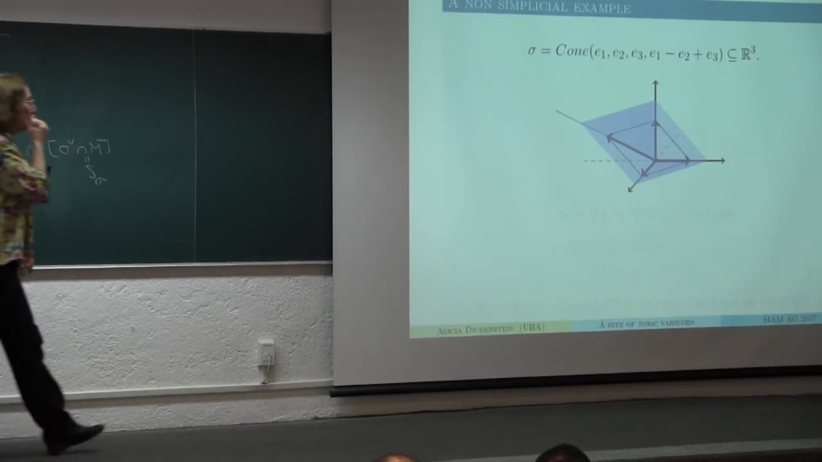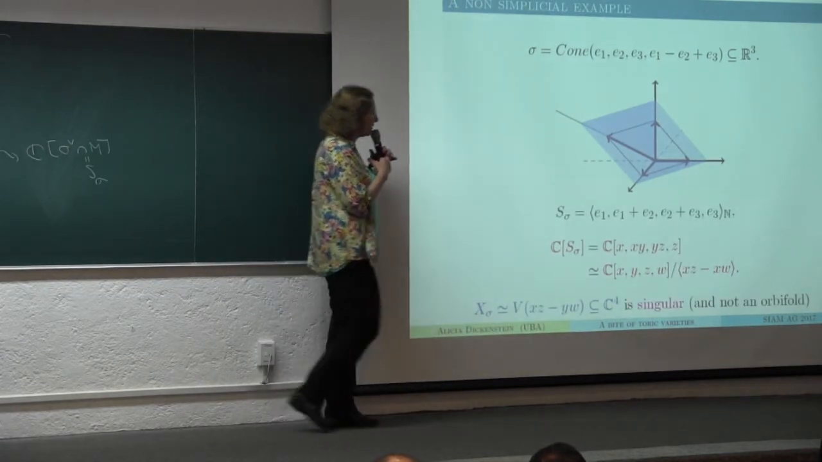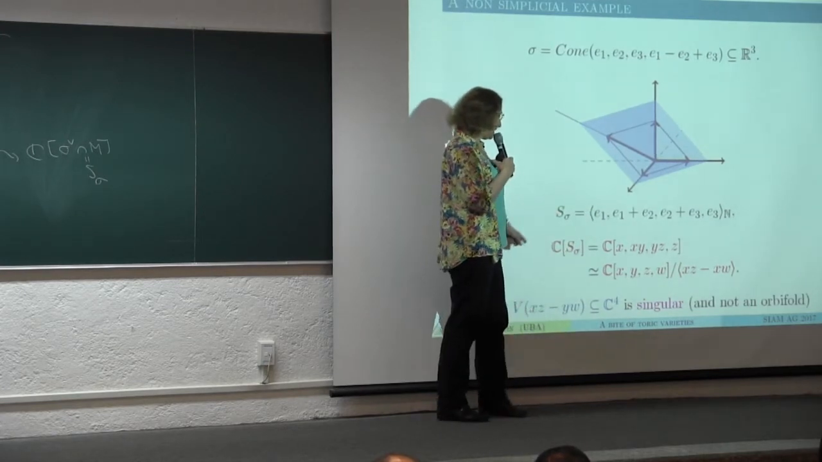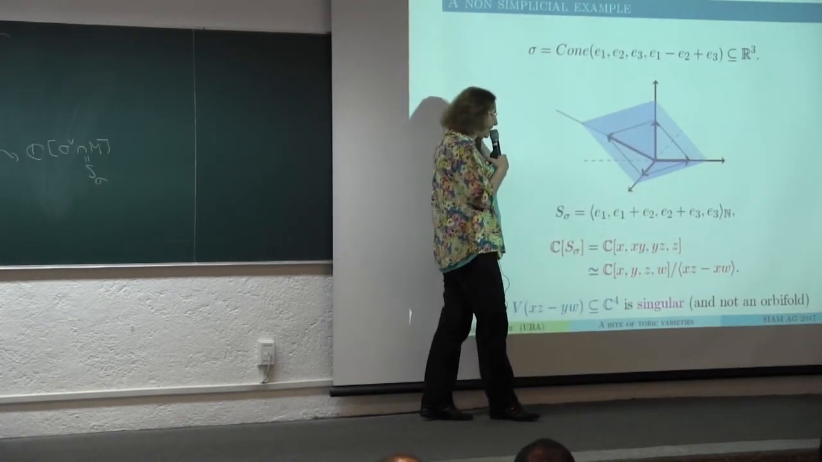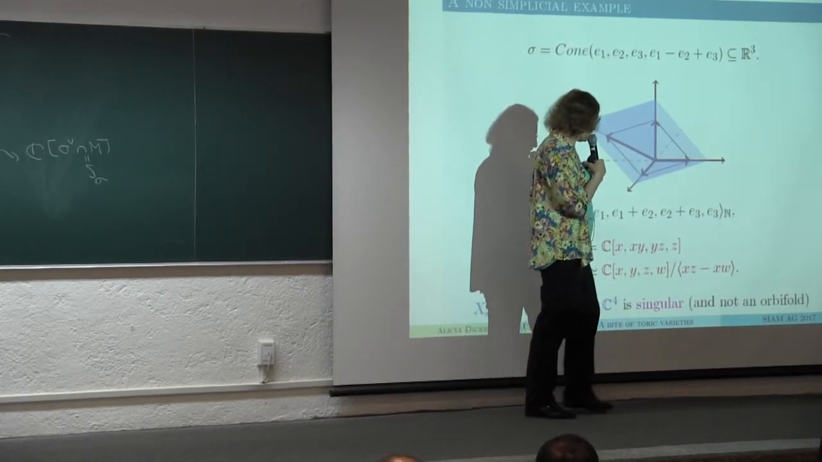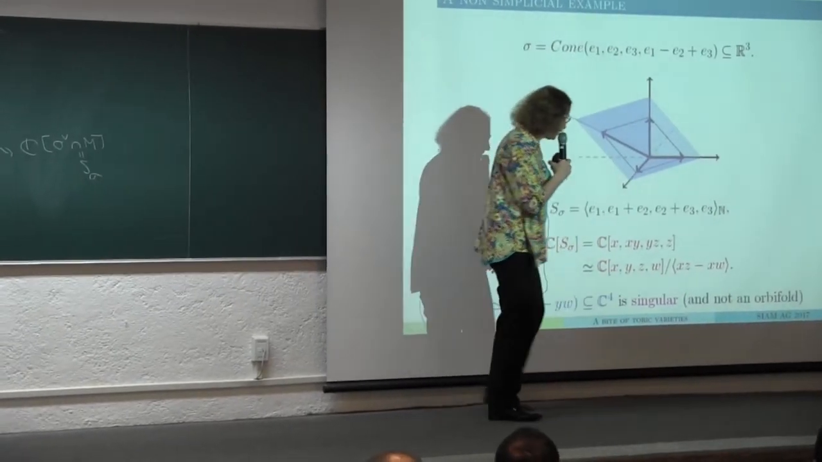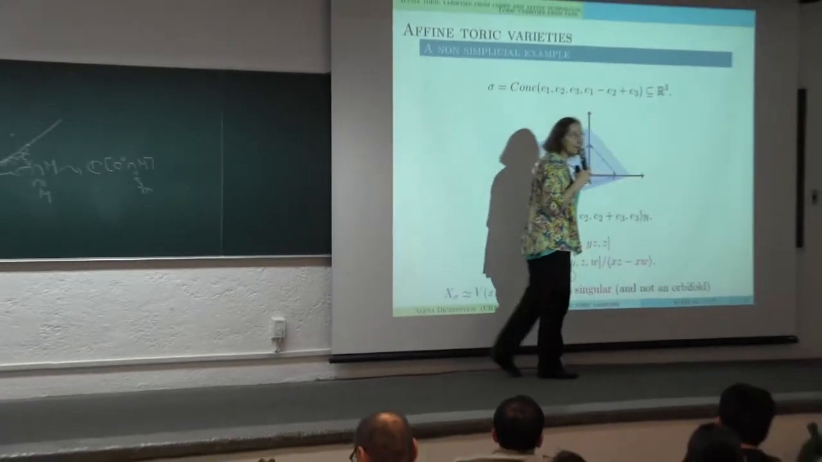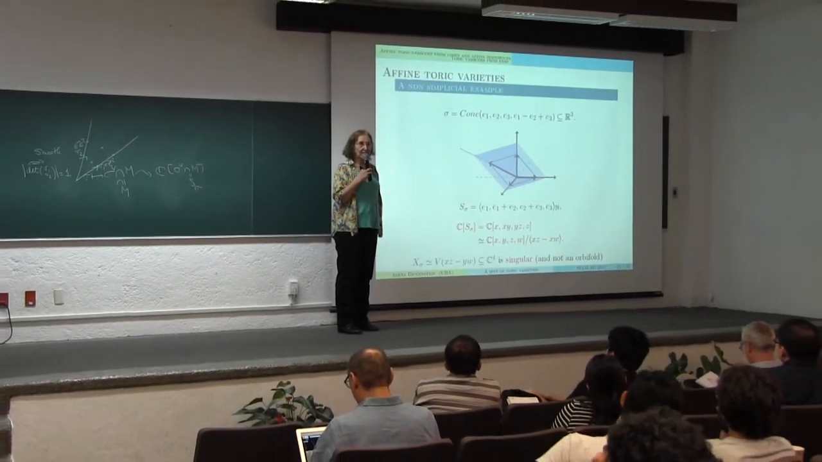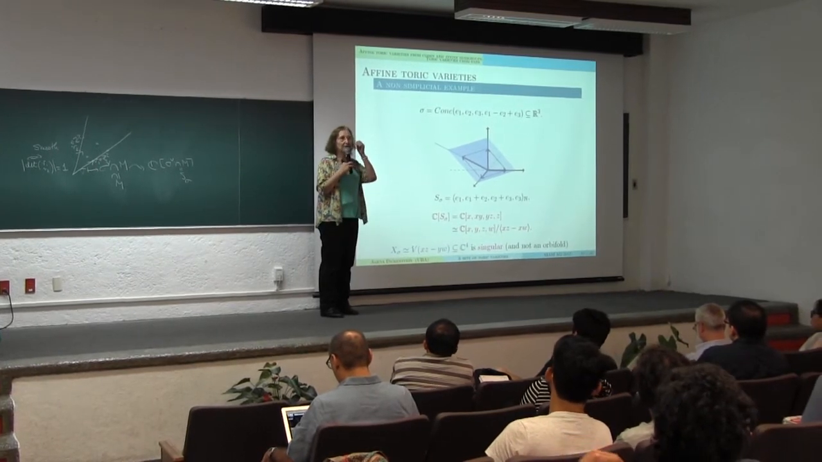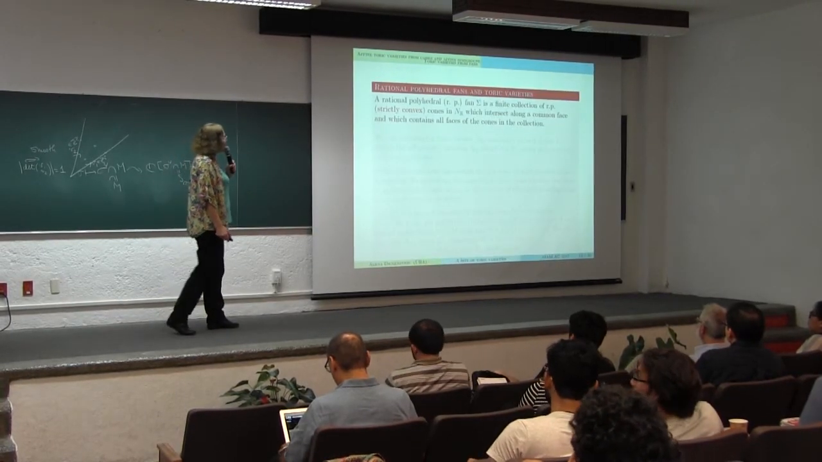Sorry. So here is our friend, the non-simplicial cone. I need 4 generators, which are these ones here. And then the semigroup ring is generated by these 4 monomials. And again, looking at the relations, this plus this equals this plus that. From this, we get that the equation is xz minus yw. Sorry, this is w. I corrected it here. So this is a concrete incarnation of the toric variety, and it's easy to see that it is singular. It's not an orbifold. The singularities are worse, because this is non-simplicial.